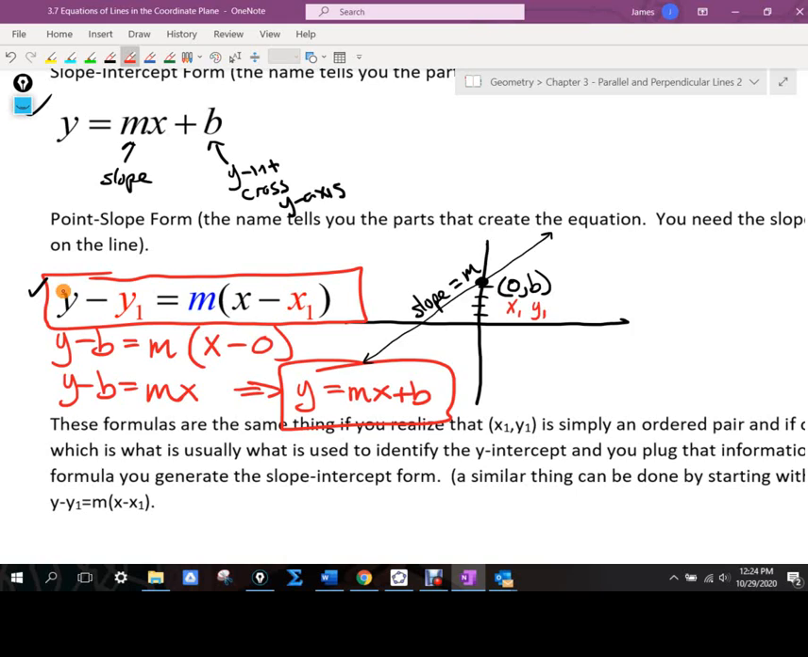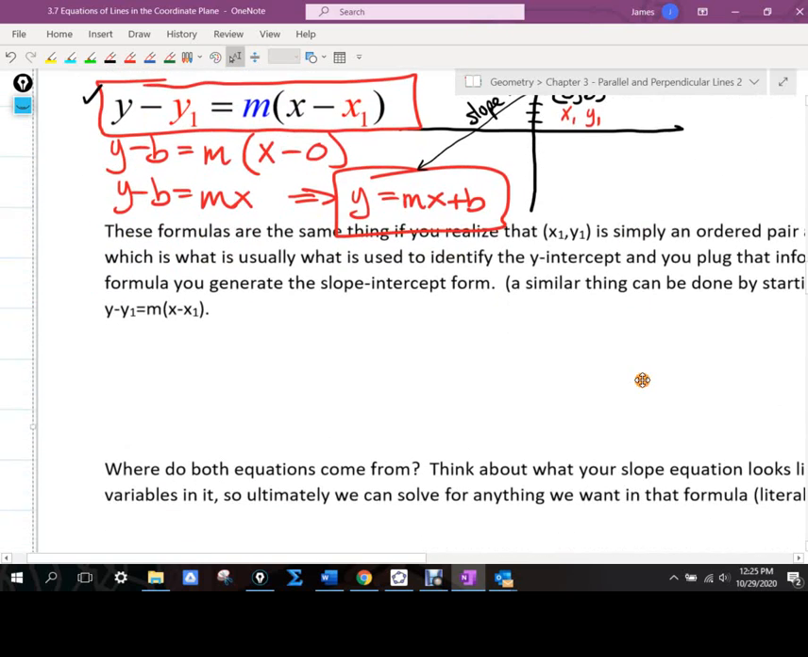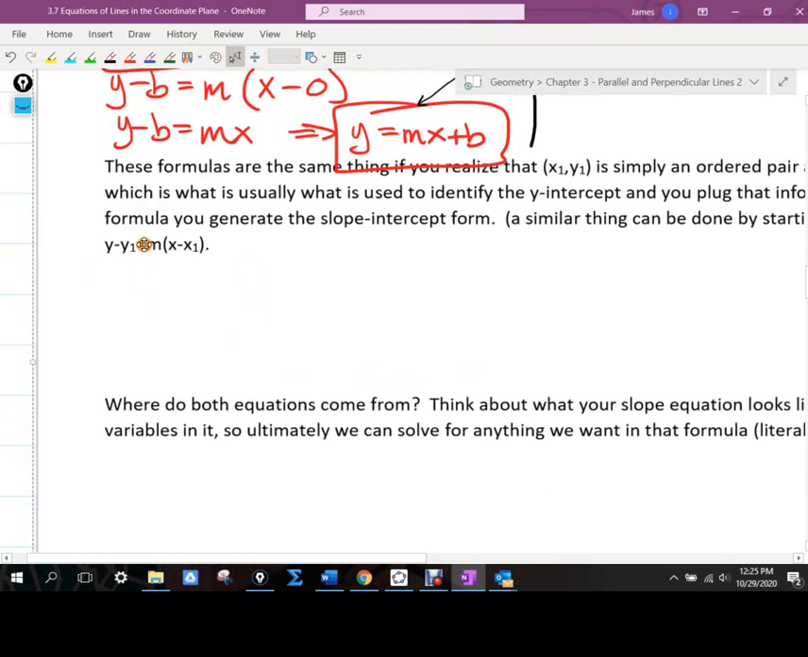But it works. Y minus y1 equals m times x minus x1 works all the time, regardless of what point you choose. So it doesn't have to be a y-intercept. I very rarely will create an equation of a line trying to use this tool here. Okay? I use this one probably 99.9% of the time, and then I'll simplify it and write it this way when I'm done. Okay? But this one here is the way I'm going to generate most of my lines. So it says these formulas are the same thing, and that's kind of the discussion that this paragraph is talking about.